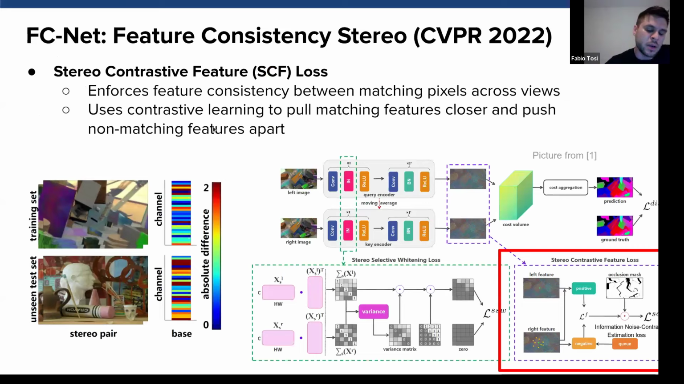And here the authors start by observing the behavior of existing 3D stereo architectures. In particular, they notice that if you look at the feature consistency of these networks, this consistency is not preserved. This means that if you consider one feature vector on the left image and we look at its corresponding point in the right image using the ground truth information, they notice that the consistency of these features is not preserved. If you look at this image here, you can notice that between corresponding feature vectors, the absolute difference is quite high.